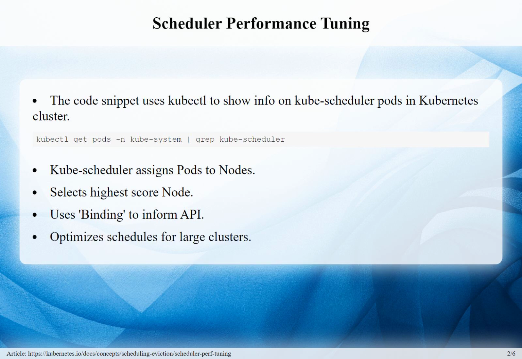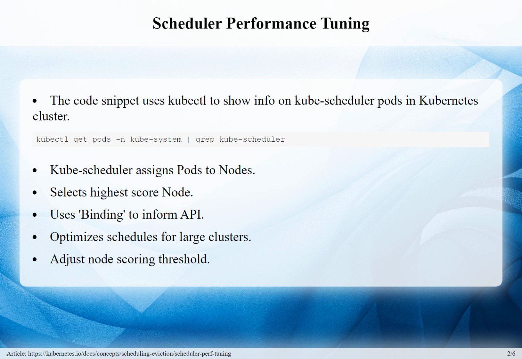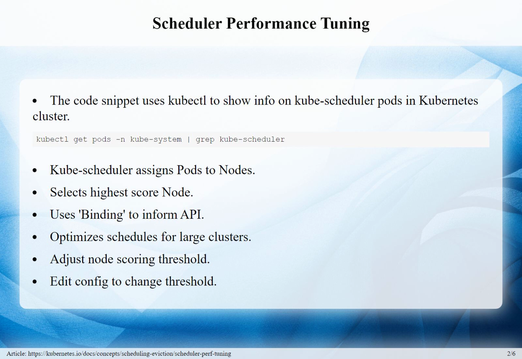For large clusters, performance tuning optimizations balance quick scheduling and accurate placements by adjusting the kube-scheduler. The percentage of nodes to score setting in the kube-scheduler configuration determines the node scheduling threshold. Change the threshold by editing /etc/kubernetes/config/kube-scheduler.yaml and restarting the scheduler to ensure it's configured correctly.